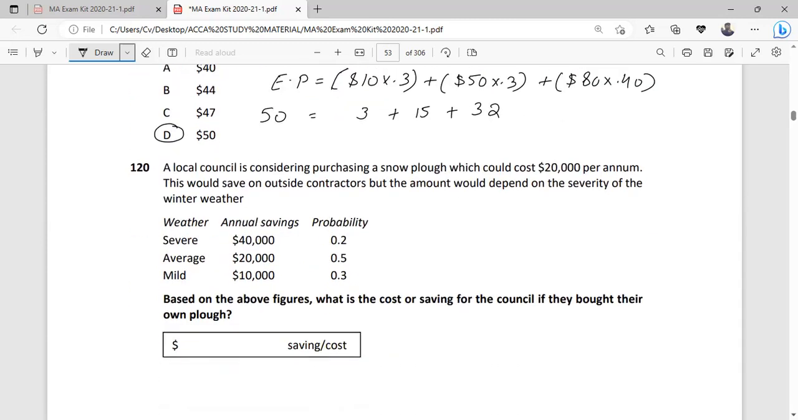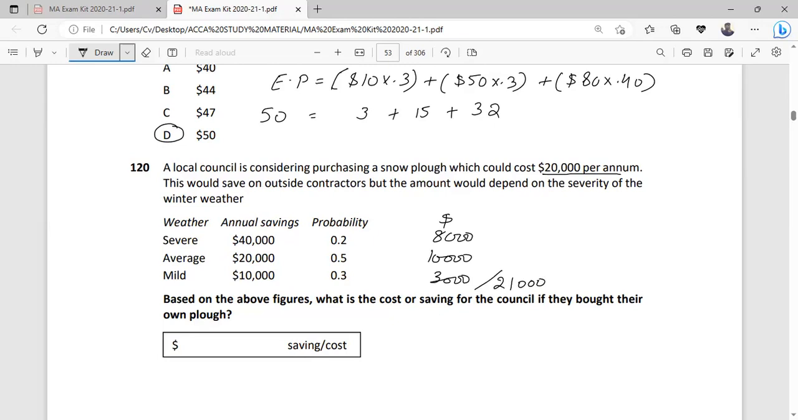In the next question, he says the local council is considering purchasing a snow plow which could cost $20,000 per annum. This would save on outside contractor, but the amount would depend on the severity of the winter weather. Severe, 40,000 savings, probability is 0.8, so it is 32,000. 20,000 into 0.5, it is 10,000. 10,000 into 0.3, it's 3,000. So we will add up and the total is 21,000.